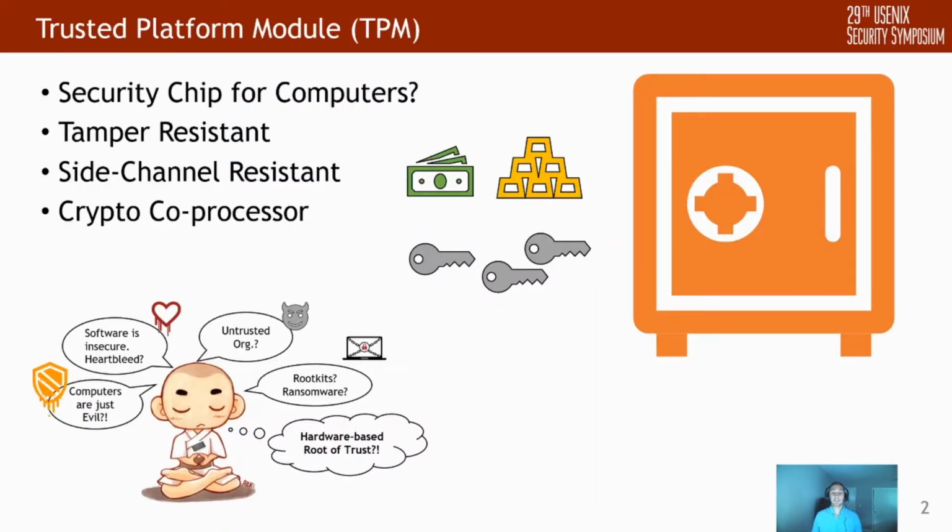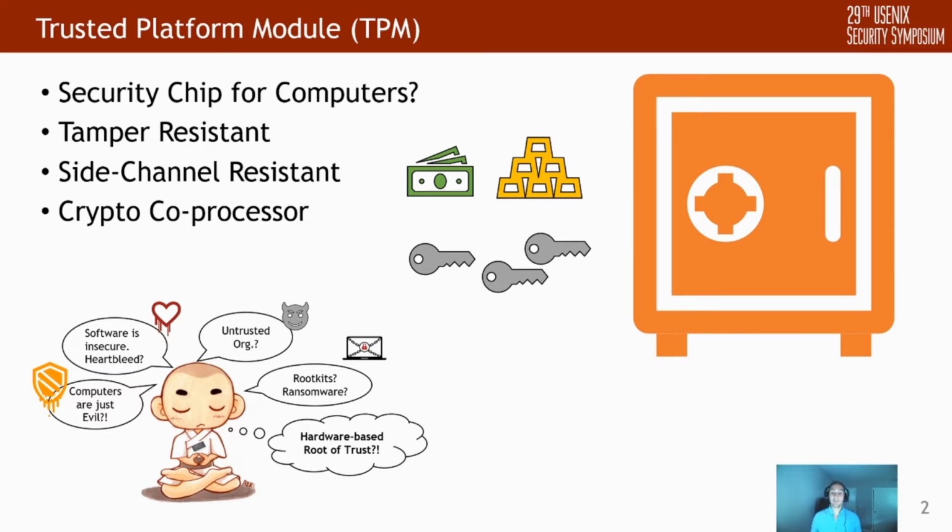TPMs are security chips that are connected to our computers. You can find them on your laptop, your desktop workstation, or even on your mobile phone. TPMs are supposed to be tamper resistant and side channel resistant, which means you should not be able to steal crypto keys from these devices by doing side channel analysis.